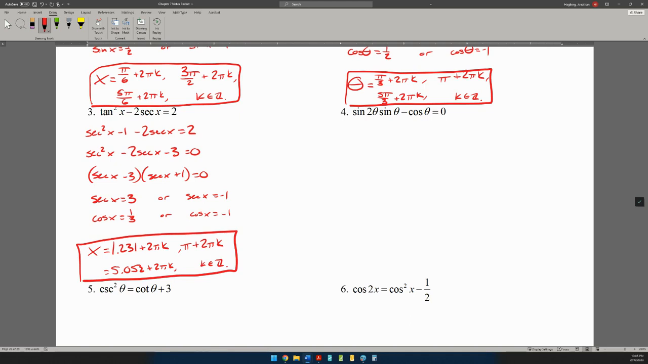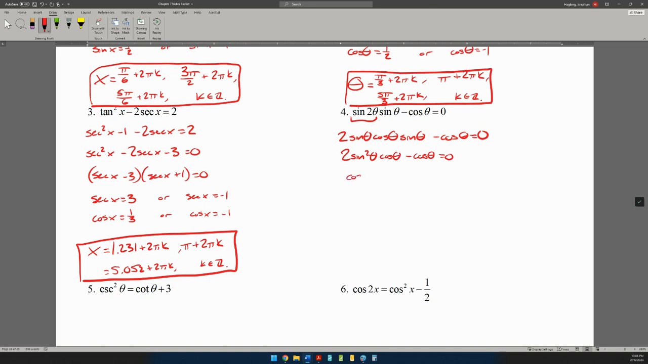Okay, number 4. I notice that we've got a double angle for sine here. So I'm going to use our double angle formula for sine. So we have 2 sine theta cosine theta, and then times another sine theta minus cosine theta is equal to 0. So let's combine some of these things. We have 2 sine squared theta cosine theta, and then minus cosine theta equals 0.